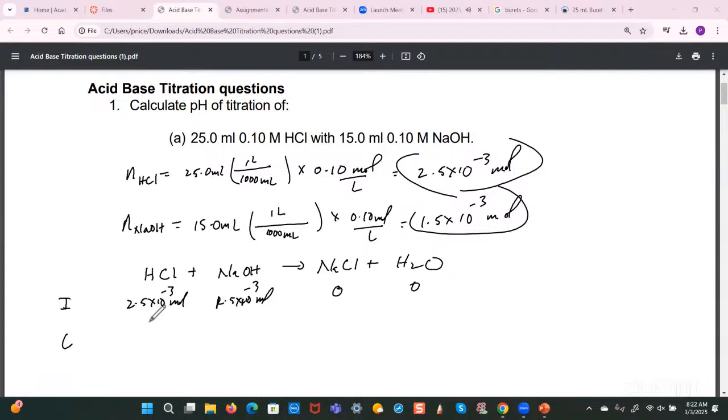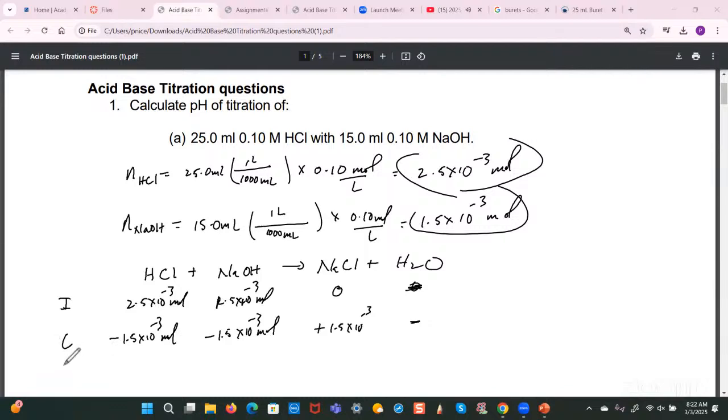So what's the change? Well, it's easy to determine which is the limiting reactant because it's a 1-to-1 mole ratio. And therefore, we can say that all of this will be used up. So this would be minus 1.5 times 10 to the minus 3 moles as far as the sodium hydroxide is concerned. The change for the hydrochloric acid would be the same, minus 1.5 times 10 to the minus 3 moles. And the change for the sodium chloride would be plus 1.5 times 10 to the minus 3 moles. And the water we don't need to concern ourselves with.